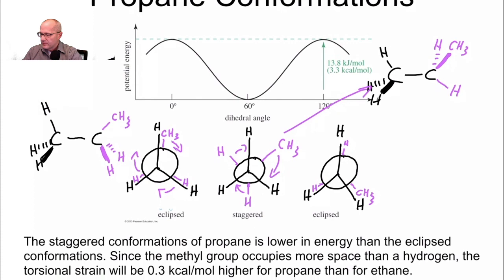Now, since the methyl group occupies more space than a hydrogen, the torsional strain will be 0.3 kcal per mole higher for propane than with ethane because it's bigger. Now, we haven't really talked about torsional strain. We are going to talk about it later. So just write the word down, and we'll come back to the term torsional strain. Torsional implies twisting or turning, so you can probably figure out what it means on your own.